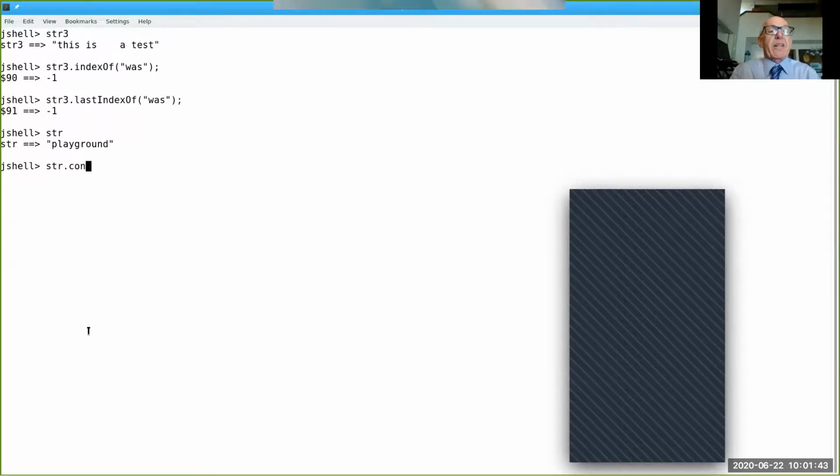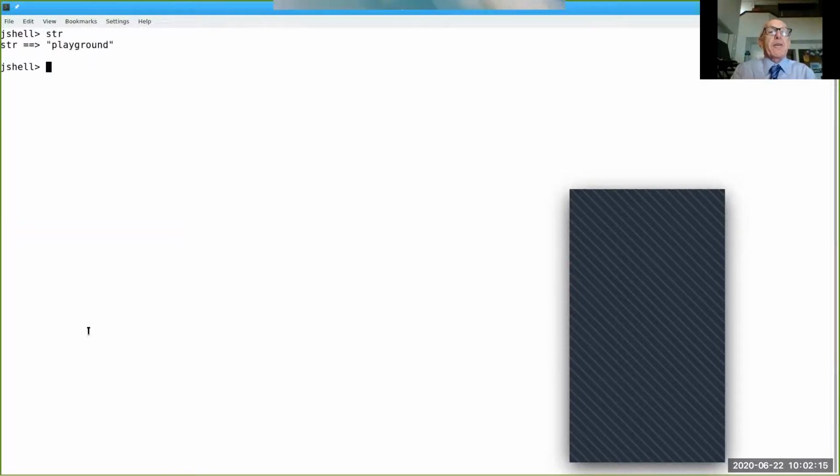If I say string.contains, string 3 contains is, it says true, but we don't know where it was. Sometimes it's just good enough to know that it's somewhere in there. But if we want to know exactly where it was, then we need the index of, which gives us the starting position. And then we can use this with what's called substring.